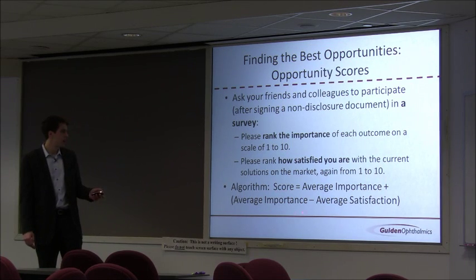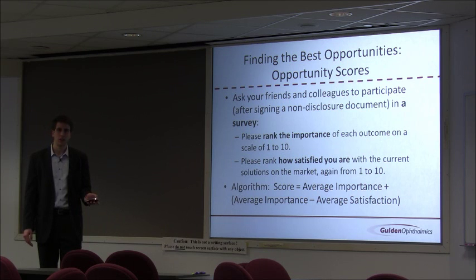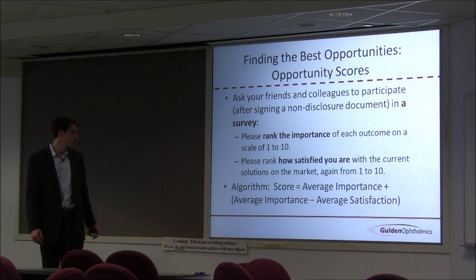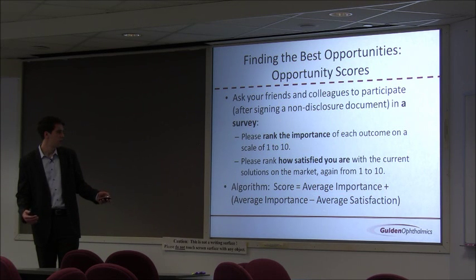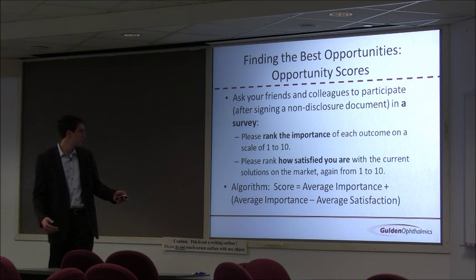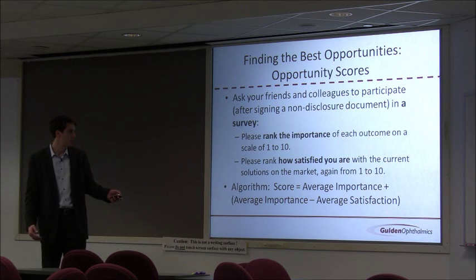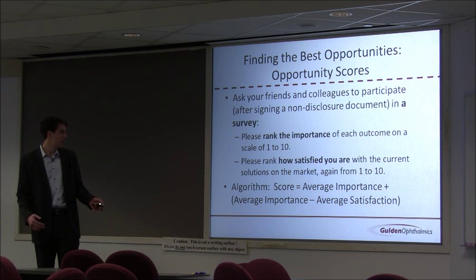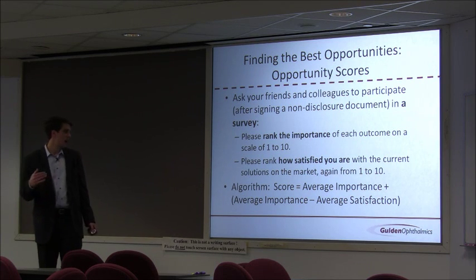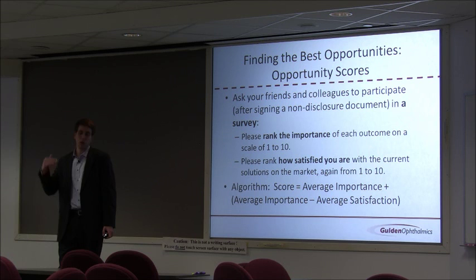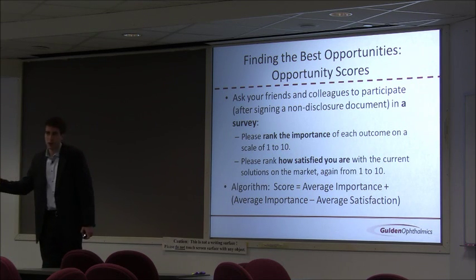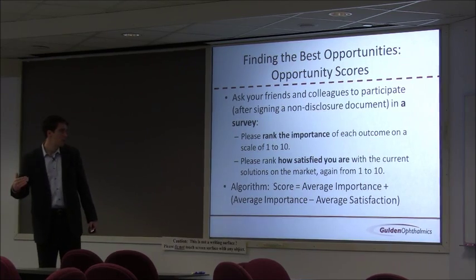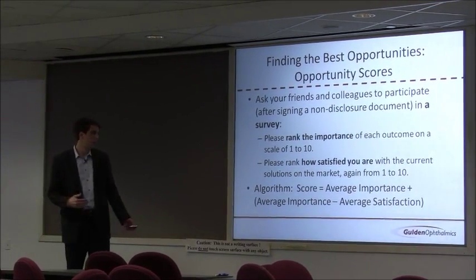So what this basically does is, for each outcome that you generate during your brainstorming process, during your ideation phase, you're coming up with these metrics: average importance and average satisfaction. So you're able to take average importance plus average importance minus average satisfaction, and basically what that tells you is which of these outcomes that I've generated is the most underserved, meaning it's the least satisfied by the current market, and which are the most important, overall.